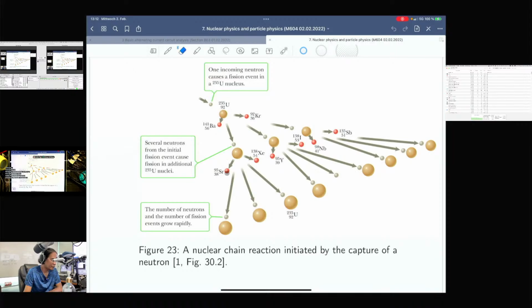And you will get the kinetic energy from the daughter nuclei and the kinetic energy from the neutron. Once you get kinetic energy, you get heat. Once you get heat, you can boil the water, and you can put the steam to a turbine, and you can rotate the generator. You get electricity from that. All right.